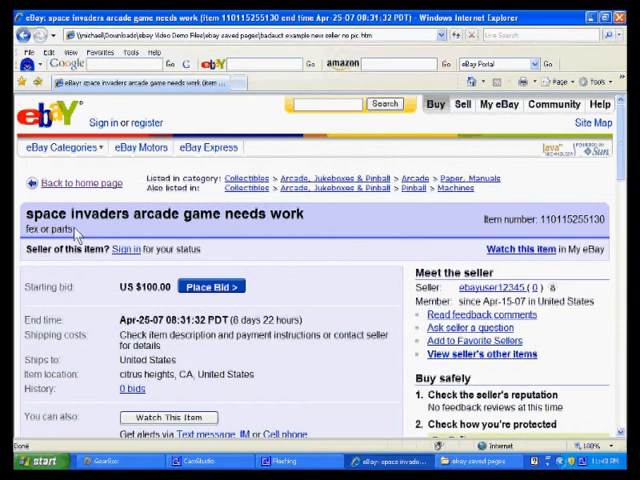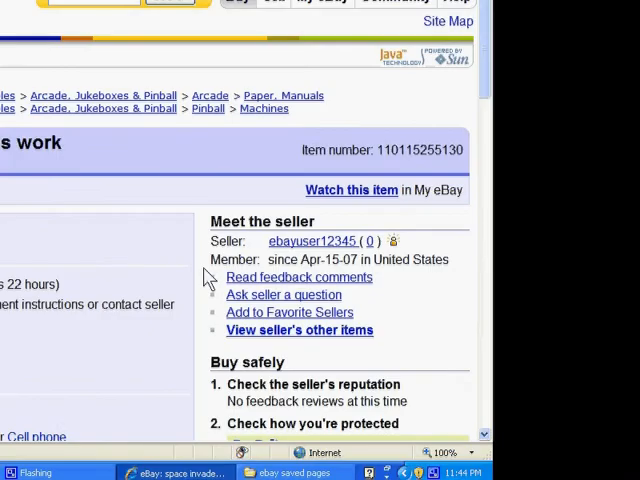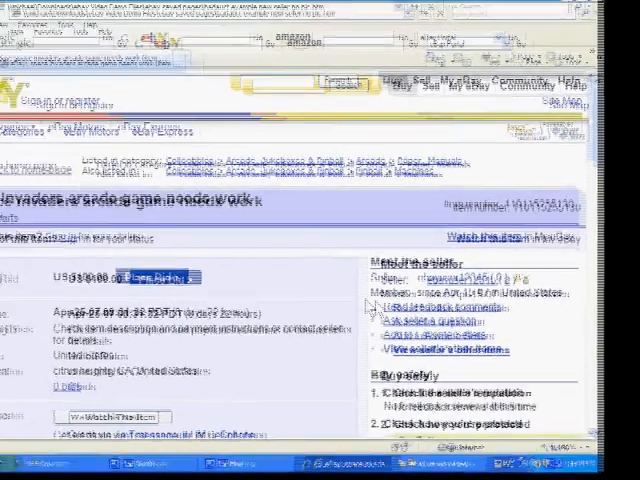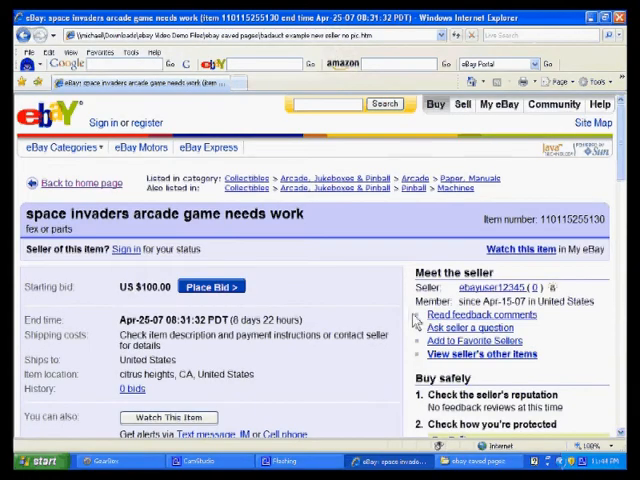First thing we notice is that the title is Space Invaders Arcade Game Needs Work. And then for the subtitle, it says FX or Parts. I'm not exactly sure what that means. I suppose the person meant fix, or to be fixed, or for parts, but that's not what they said in their subtitle. If we look in the Meet the Seller area, we see that this person has 0 feedback, and the icon next to their name shows that they are a new member. This is very unusual for a 0 feedback person to offer something for sale. Generally, 0 feedback people will purchase items first and gain experience on eBay before offering an item for sale.